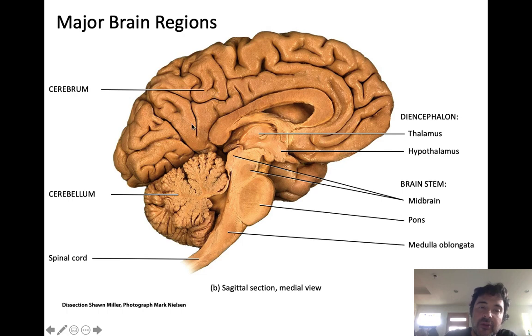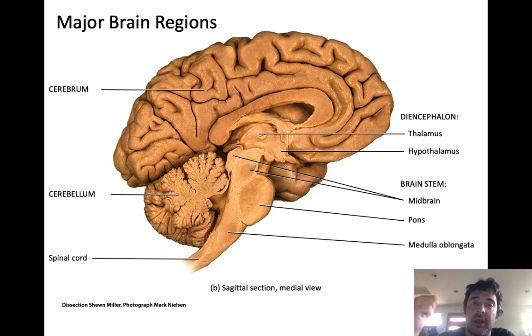The final major region of the brain essentially forms the lateral walls of the lateral ventricle. This region of the brain that we're going to talk about that composes most of the volume of the brain, especially in primates like humans, is called the cerebrum. So we have the brainstem, the cerebellum, the diencephalon, and the cerebrum. Those are our major regions of the brain.